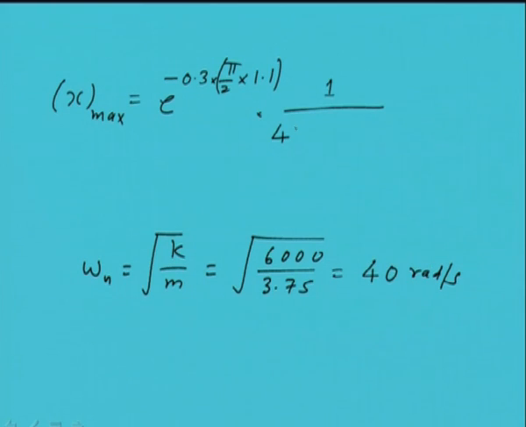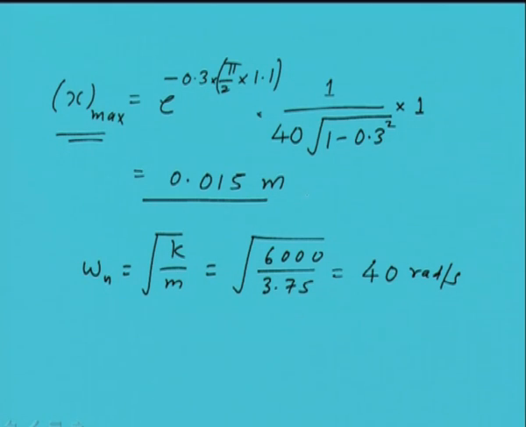So this can be substituted here, omega n, and then 1 minus zeta square, 0.3 square. The sine term we have made 1, so that we get the maximum displacement. So this will give us the maximum displacement. That is the result of this particular problem, in which we gave an initial disturbance of velocity 1 meter per second, and then we got the maximum displacement as this.